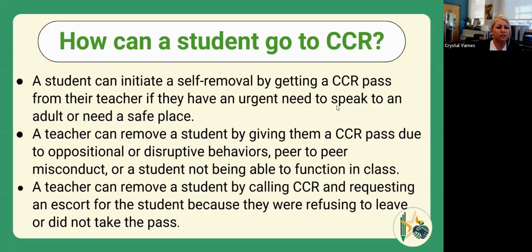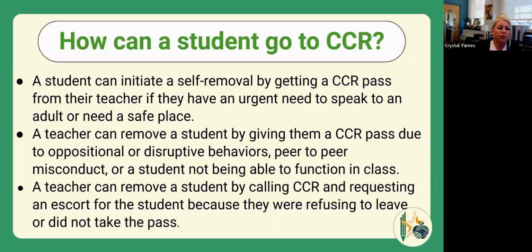So how can students go to CCR? How can they access CCR? Students can access CCR in 3 ways: self-initiation when they need support, teacher-directed removal for behavior concerns, or by an escort when a student is unable or unwilling to leave. A student can initiate a self-removal by getting a CCR pass from their teacher if they have an urgent need to speak to an adult or need a safe place to go.